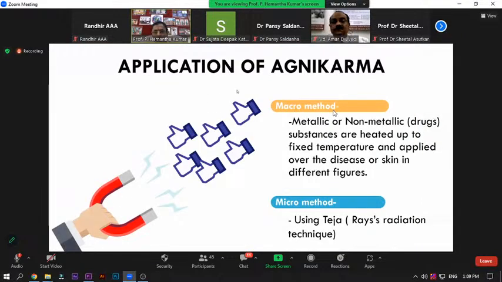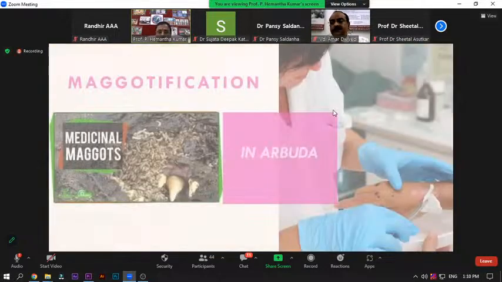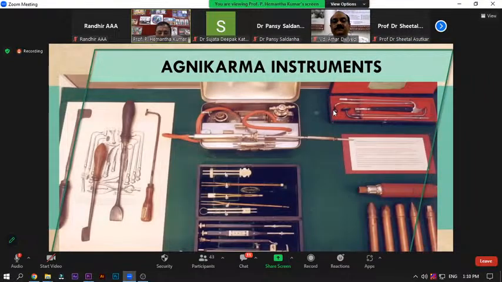See, nowadays Agni Karma is of two types: one is the macro method, the other is the micro method. The macro method uses metallic or non-metallic substances or heat up to a fixed temperature, just as you practice Agni Karma. And the micro method uses Teja. You can compare this micro method to radiation therapy. It can also be considered a kind of Agni Karma. These are the Agni Karma instruments.